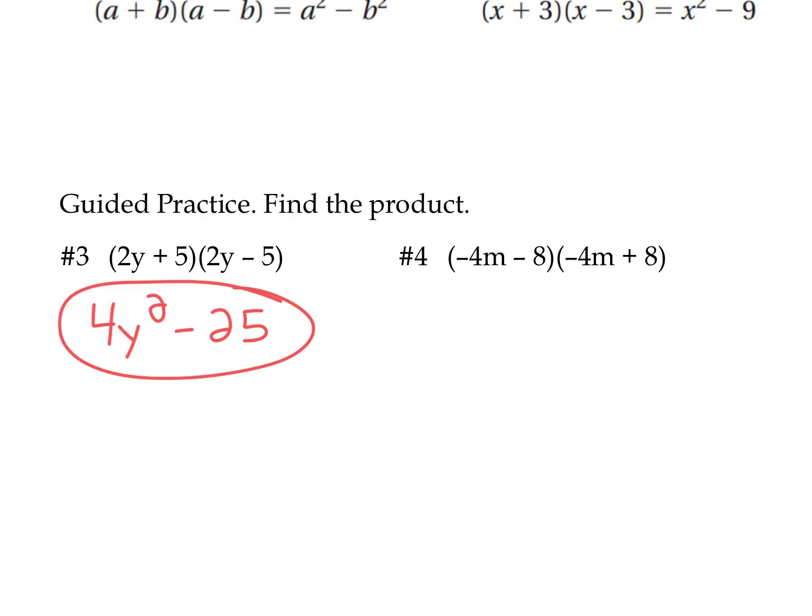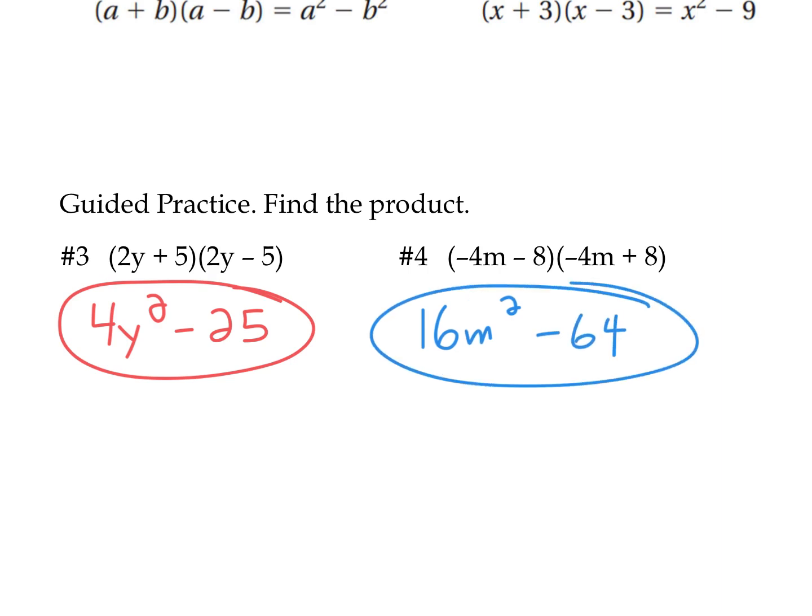Negative 4m minus 8, negative 4m plus 8. It doesn't matter there's a negative in front of the 4. All that matters is the same binomial, and these are exactly the same, except one's a plus and one's a minus. It doesn't matter which one's the plus and which one's the minus. So now we're going to take negative 4m times negative 4m, which is a positive 16m squared. Negative 8 times 8 is minus 64. Those middle terms will have canceled out, and that's our product when we're multiplying a sum and a difference.